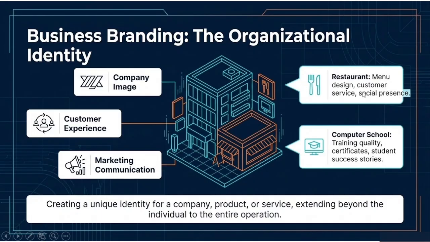So I've given two examples. For example, you can think of a restaurant. You think of it as a business. You market everything about that restaurant, right from the menu design, customer service, then the social presence. Then the other one is a computer school. You market the training quality. You talk about the certificates that the computer school is offering. You talk about the student success stories.